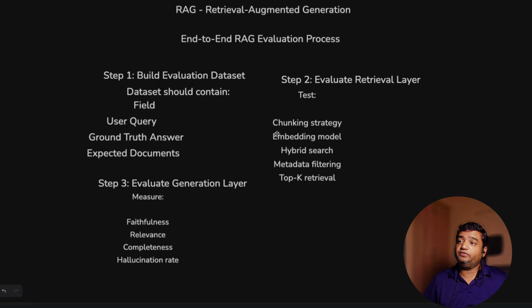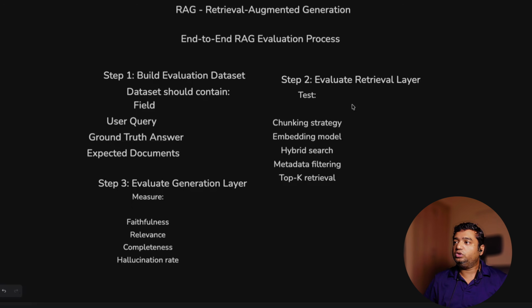First of all, you have to build the evaluation data set, meaning a data set which will check whether your RAG system is working properly or not. In your data set, you should have the original question as a user query, the ground truth answer, and the expected documents you want to be retrieved. You should store this, and it will be used to match the answer.